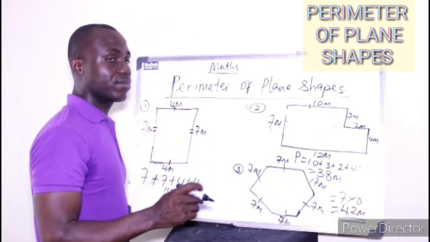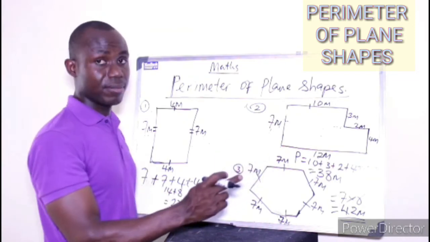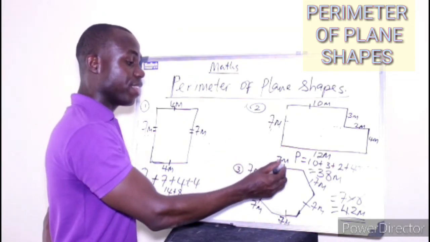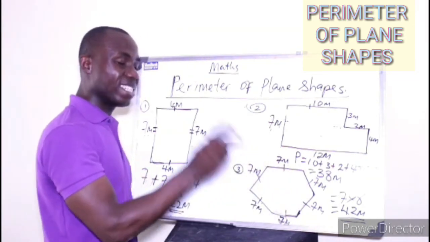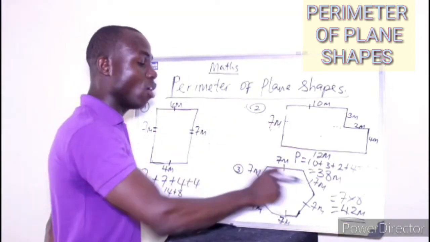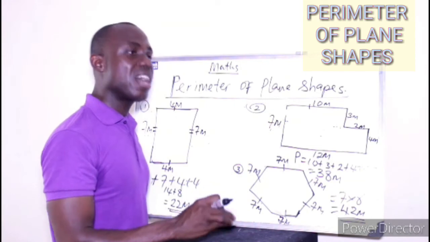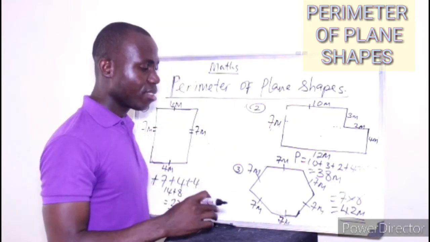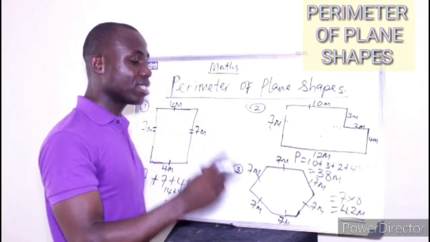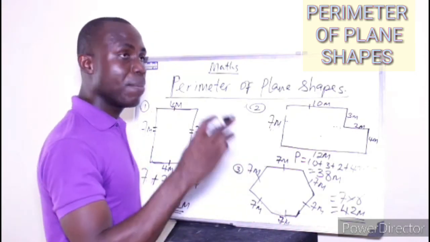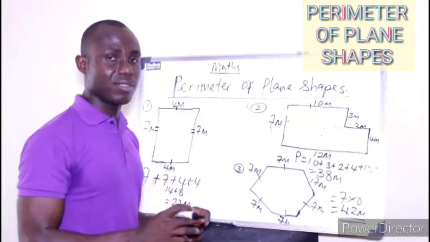So remember, only one side was given at the beginning. But because they have the same sign written all over, it means they are all equal. So we call this shape a regular hexagon. Why is it a hexagon? Because it has 6 sides. A polygon with 6 sides is called a hexagon.